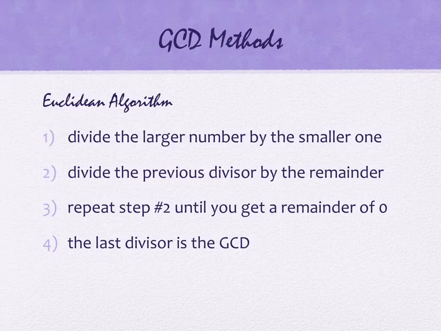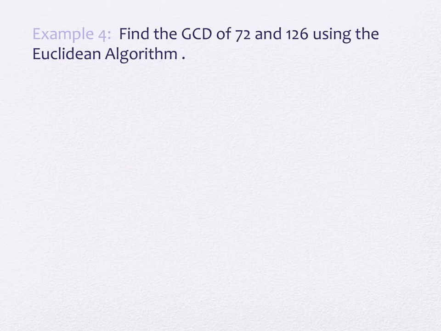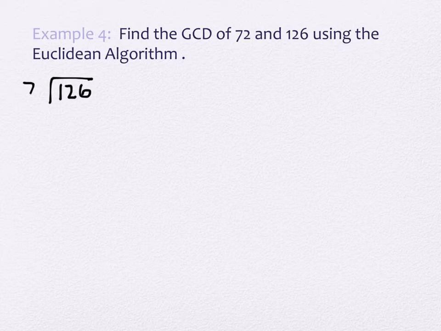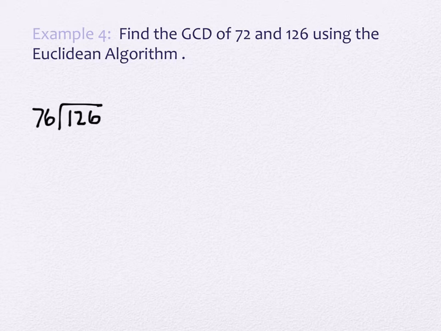Okay, you guys ready to try one? Okay, 72 and 126. The first step's easy enough. It says divide the larger value by the smaller one. So here's 126, we divide by 72. And your calculator is your best friend on this because I really don't want to test whether or not you can divide. That's not my point. Get the right values or you're going to get the wrong answer.